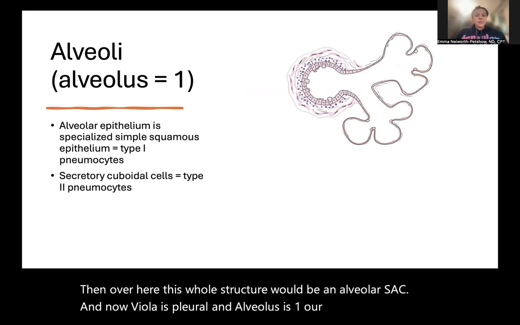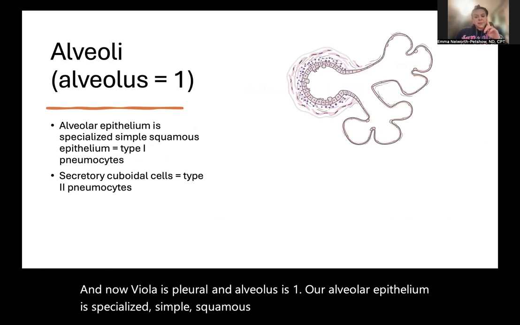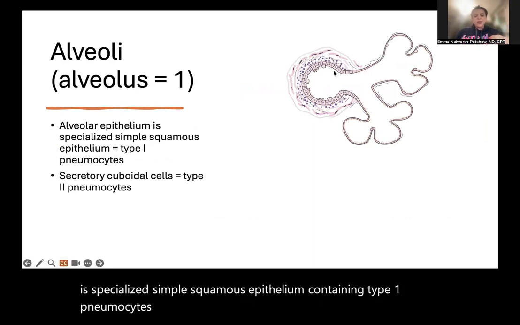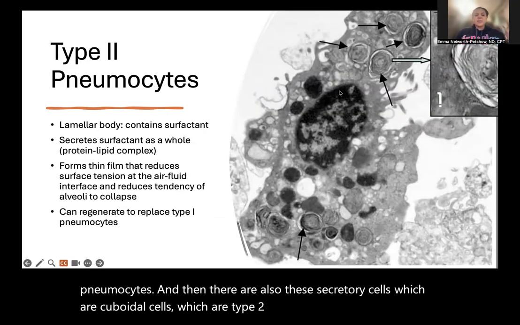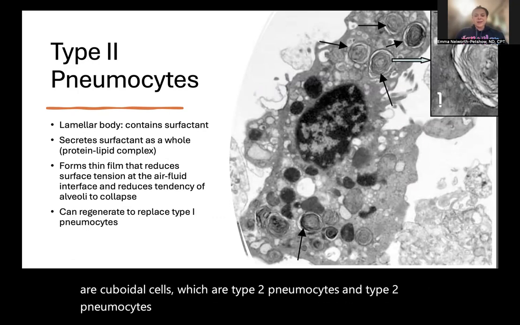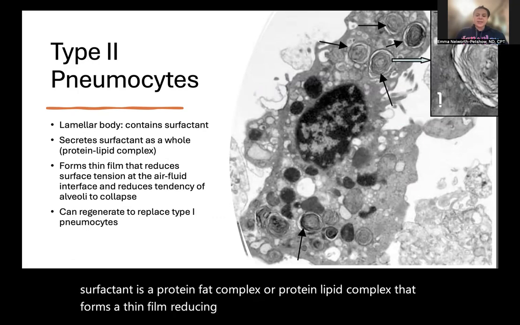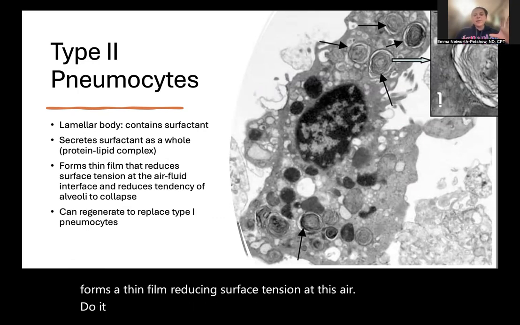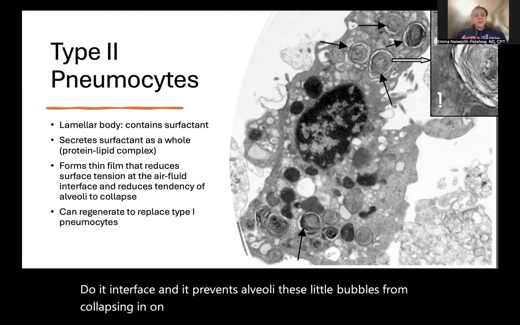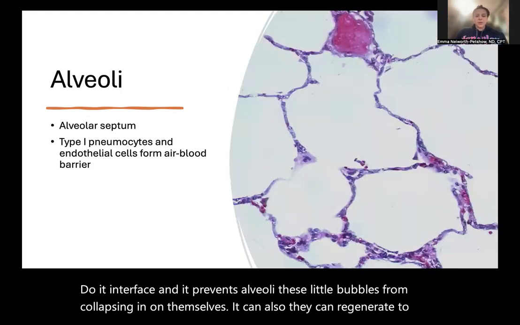Our alveolar epithelium is specialized, simple squamous epithelium containing type 1 pneumocytes. And then there are also these secretory cells, which are cuboidal cells, which are type 2 pneumocytes. Type 2 pneumocytes have lamellar bodies that secrete surfactant. Surfactant is a protein-lipid complex that forms a thin film reducing surface tension at this air-fluid interface, and it prevents alveoli, these little bubbles, from collapsing in on themselves. They can regenerate to replace type 1 pneumocytes.